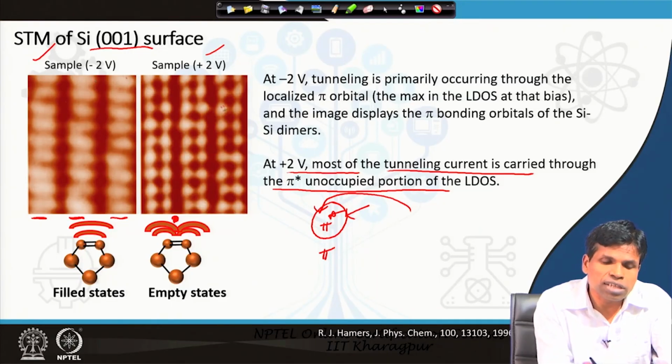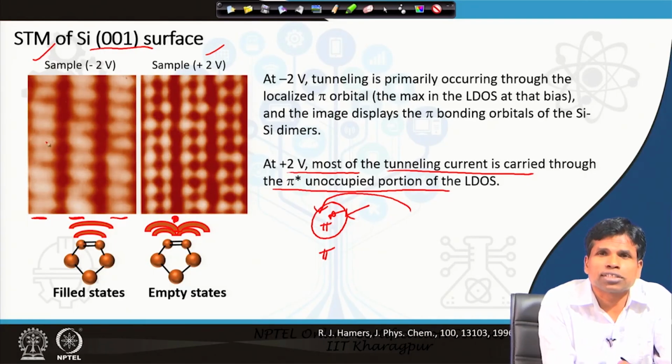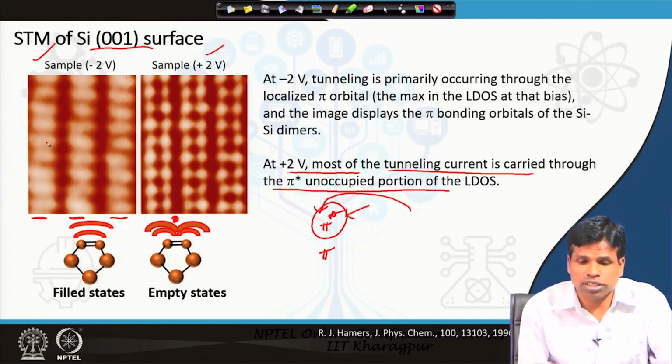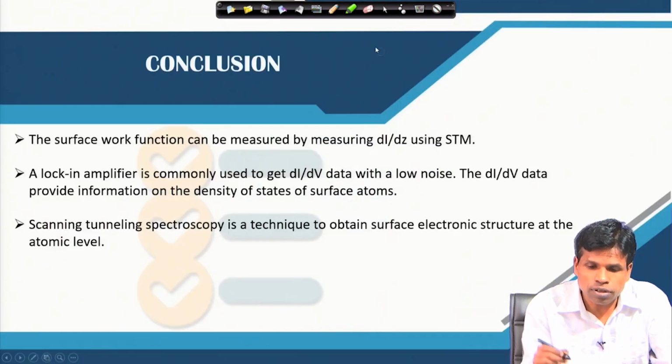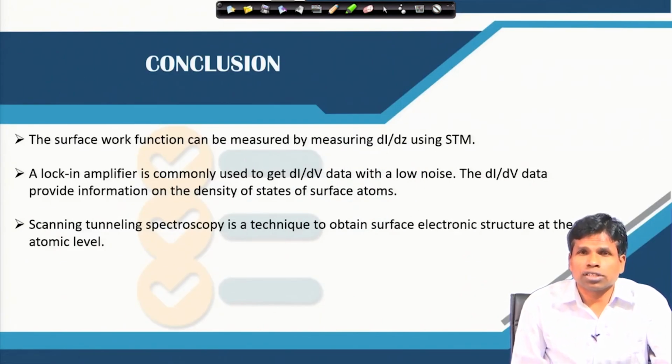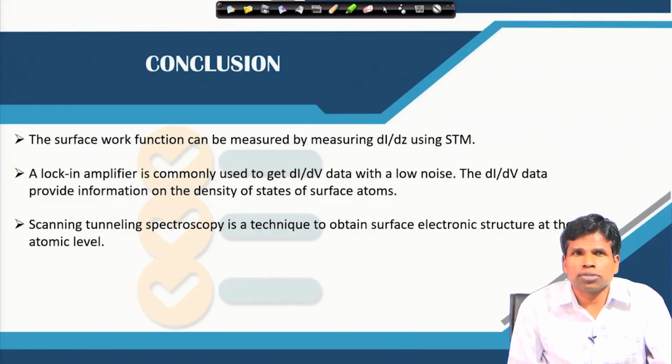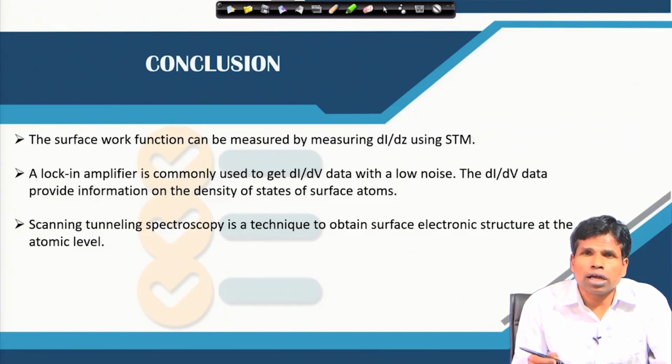So, in this way the sample is the same, the surface is the same, but now we are getting how the unoccupied states are arranged on the surface atoms and how the occupied states are arranged on the surface atoms by changing the polarity of the bias voltage. So, in conclusion, scanning tunneling spectroscopy is used for getting the surface electronic structure of the sample. It can be utilized for measuring the work function and also getting the dI/dV data, and those dI/dV data can be utilized to get the surface electronic structure, including the band gap of the material, at the atomic level or in a very small region where few atoms are there. This can be done.